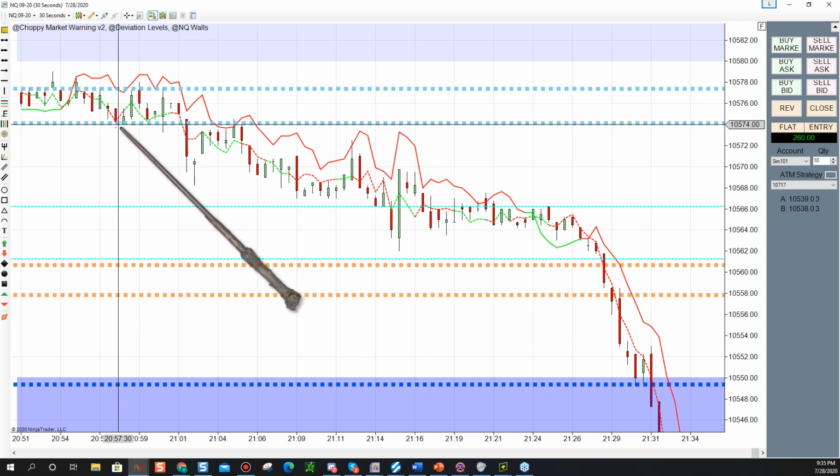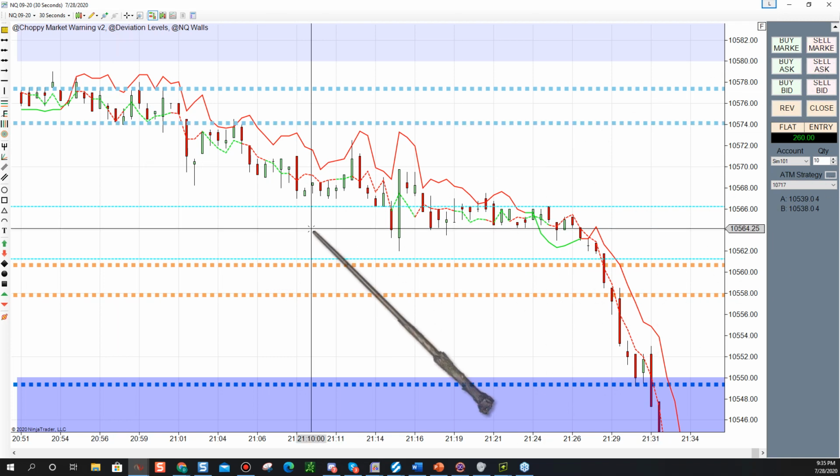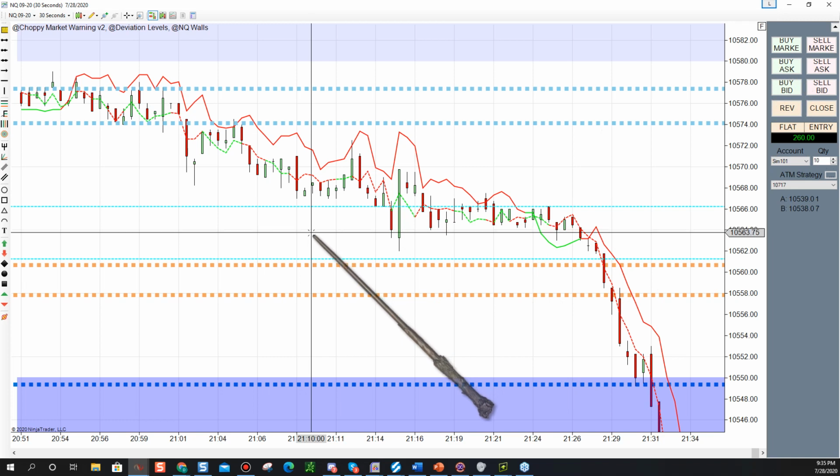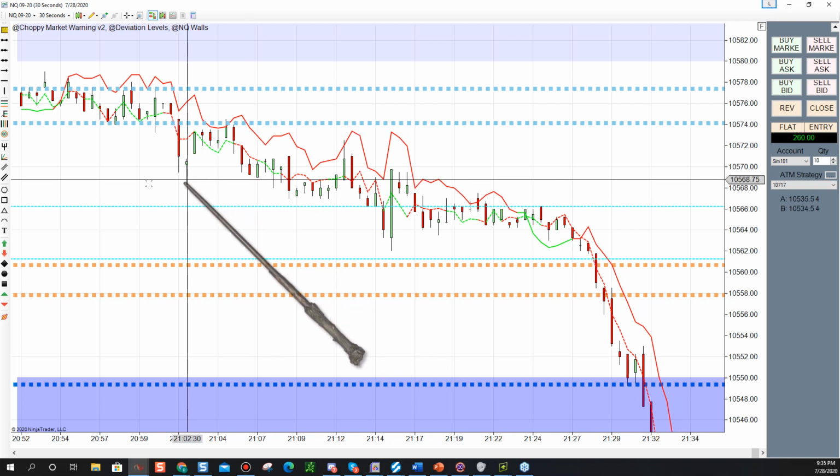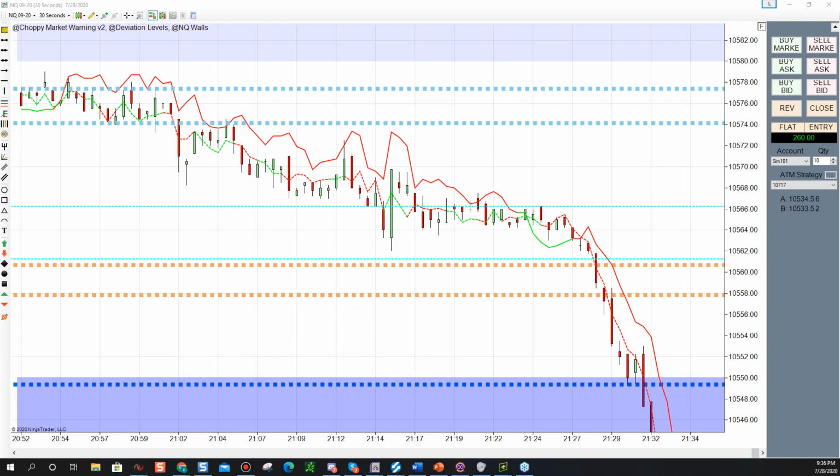So right here, when this bar breaks the low, you would just hit sell market. Let's see here. Got lots of little questions coming in, so I'm trying to go slow on this.